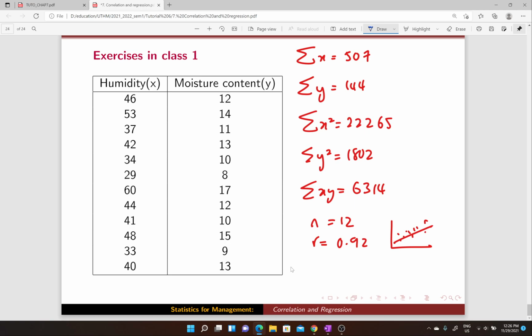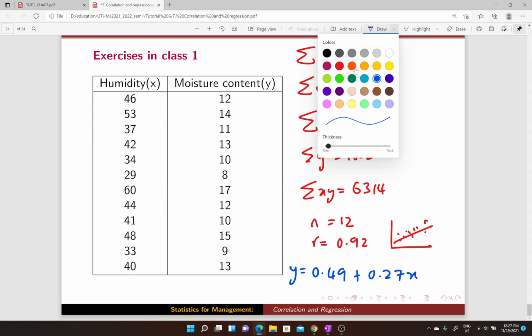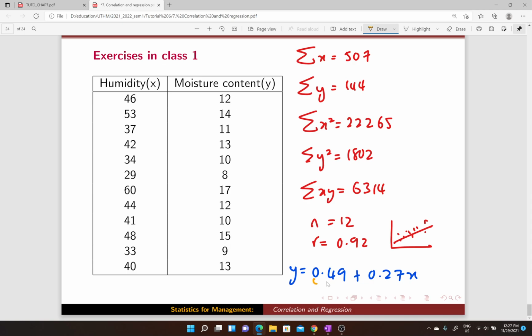You must try this, try at home, practice this. And your linear equation is 0.49 plus 0.27x. Okay, this would be your a, this would be your b. Copy this, you try at home.